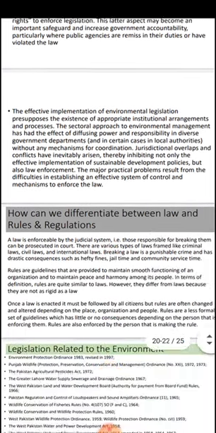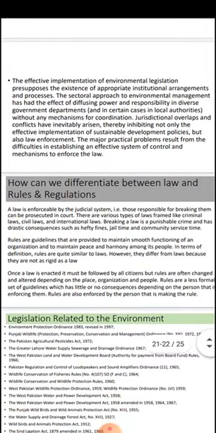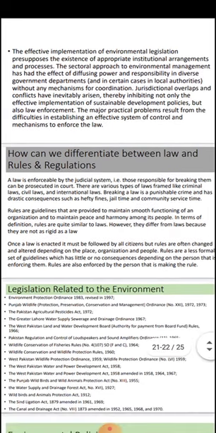And then, how can we differentiate between laws and rules and regulations? Law is enforceable by the judicial system, and those responsible for breaking them can be prosecuted in court. So it is something very enforceable, which must be implemented by the judicial system.